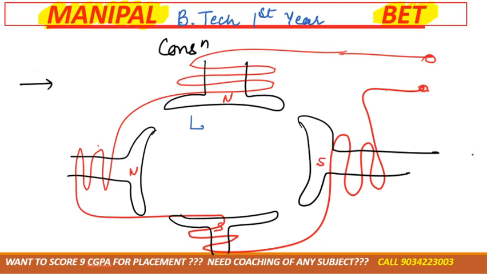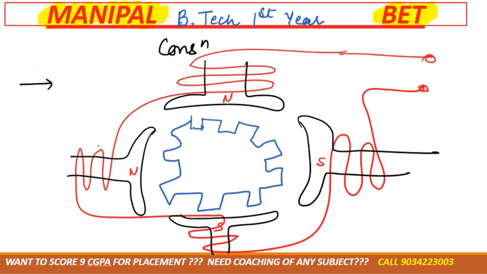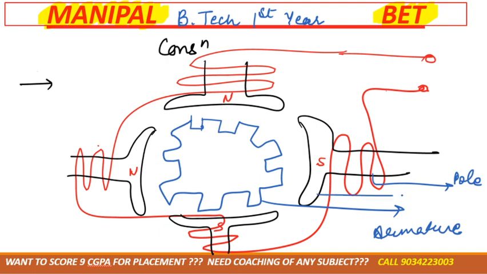coil. We call it a coil, but technically it is called an armature. In our language it's a coil, but technically armature. This is a full shoe, shaped like a shoe. That's why we call it a full shoe.